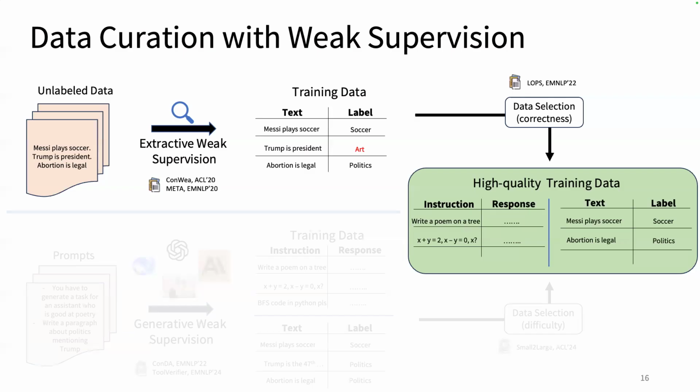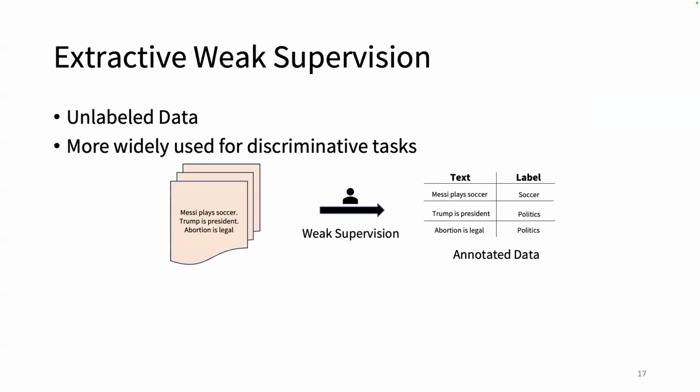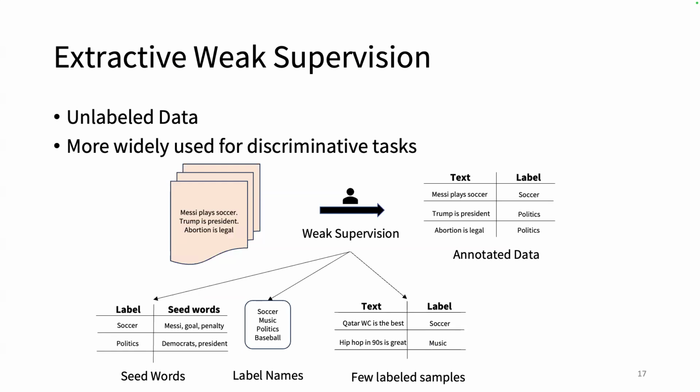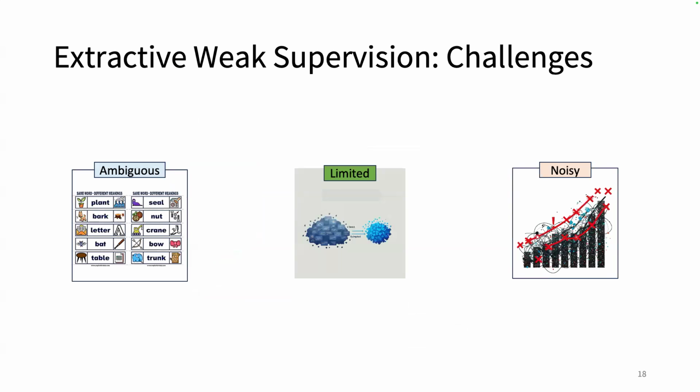So we'll be focusing on this part, not the below part. Extractive weak supervision requires unlabeled data, and it is more widely used for discriminative tasks. There are different sources of weak supervision which require minimal effort. For example, label indicative seed words. If the label is soccer, Messi, goal, and penalty indicate the label soccer. Or it can be just the label names, or a few labeled samples, or label descriptions. The challenge with extractive weak supervision is that it is ambiguous.